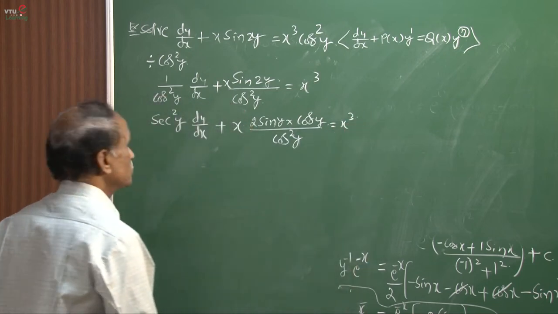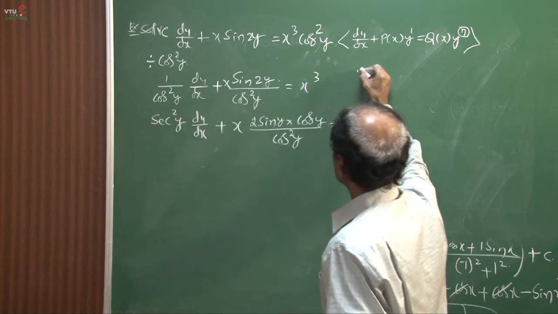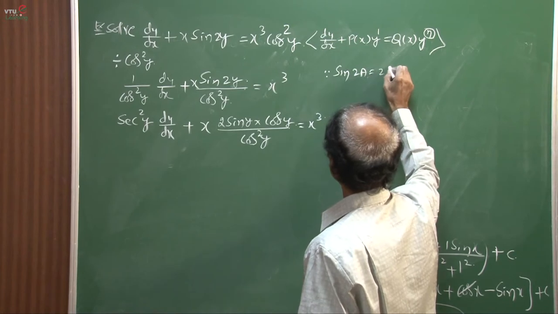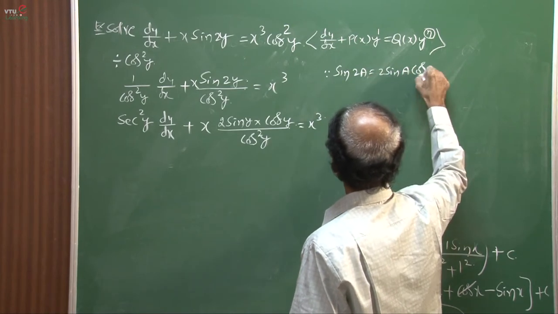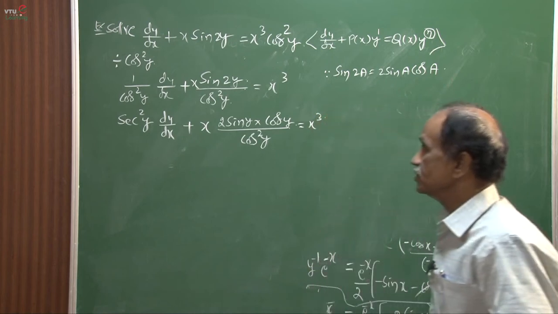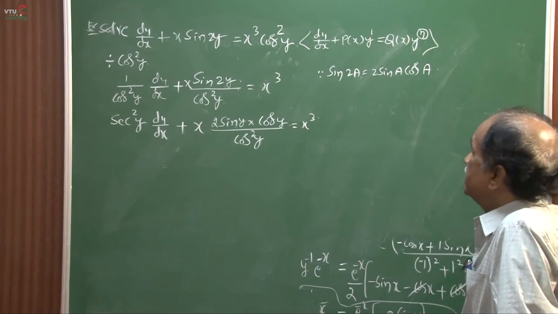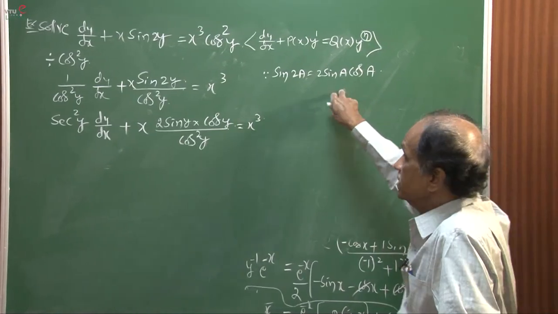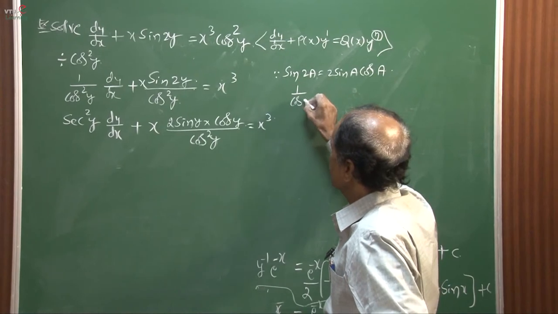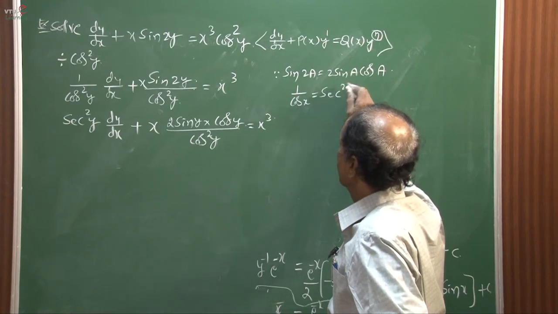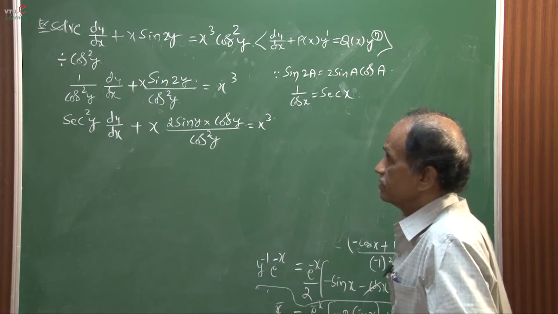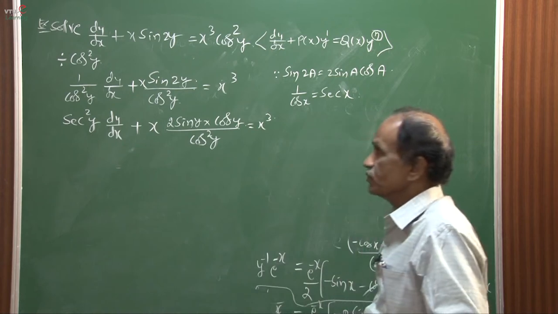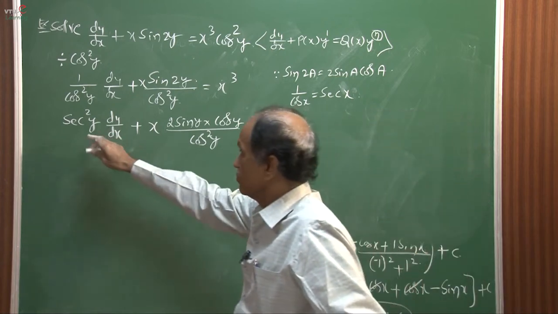How many formulas have we used here? That is sin 2a. Sin 2a is equal to 2 sin a into cos a. This is one trigonometric formula we have used, and another one is 1 by cos x is equal to secant x. As a result it is secant square, because the square is there, and in place of x, y is there, no problem. That is secant square y.